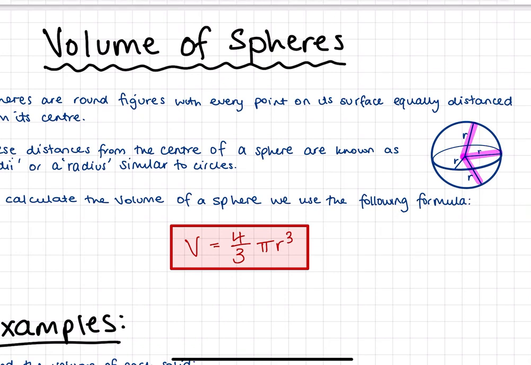We use the volume equals 4/3 times pi times r cubed. Okay, this formula comes from finding the surface area of the sphere. So when we go through the surface area of a sphere, I'll show you where this formula comes from. But just for now, we're just going to accept it as it is.